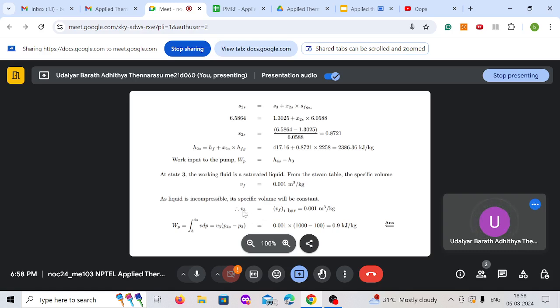Specifically, you can write your work done as integral VdP, or V3 into P4 minus P3. As I told, because it's incompressible, your specific volume will remain the same, and I assume it to be constant. So your pump work is your specific volume into change in pressure. 0.001 into 1000 minus 100 will come out to be 0.9 kilojoule per kg.